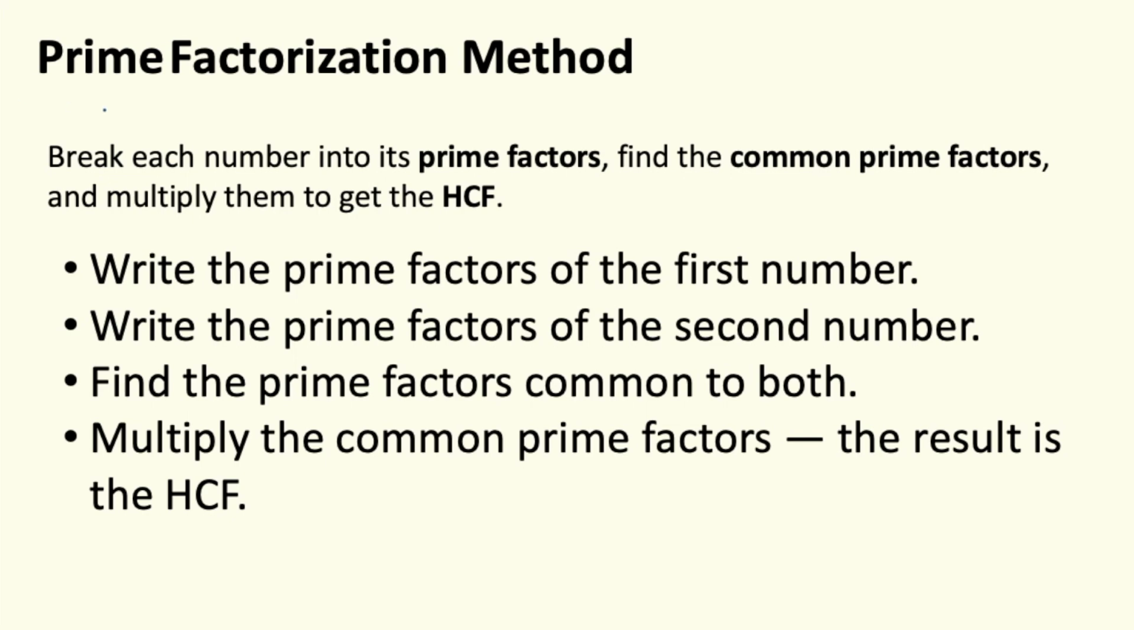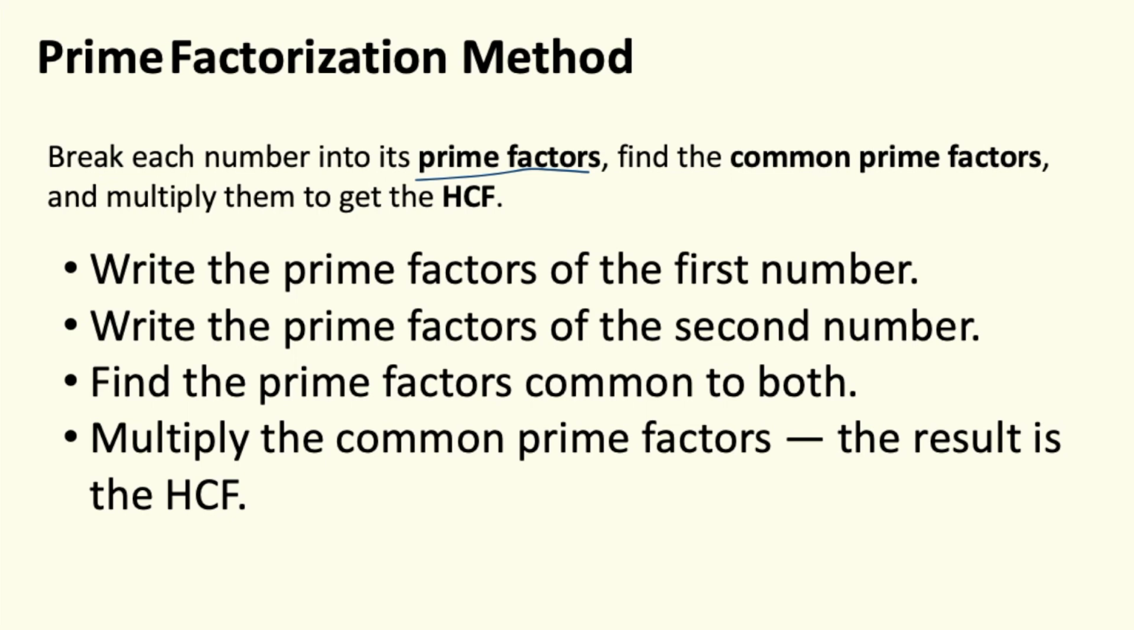So what we will do in the prime factorization method is break each number into its prime factors and then find the common prime factors and multiply them to get the HCF. So the first step is to write the prime factors of the first number, and then we write down the prime factors of the second number. Then find the prime factors which are common to both of them and multiply the common prime factors, and that would give the HCF of the given numbers. And this we can extend to multiple numbers. It doesn't mean that we have to use this method only where two numbers are involved.